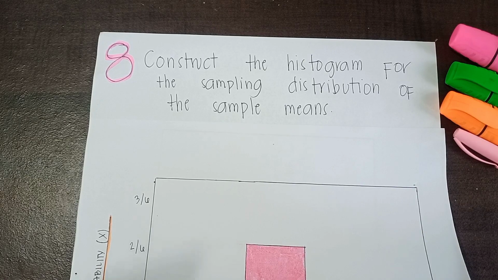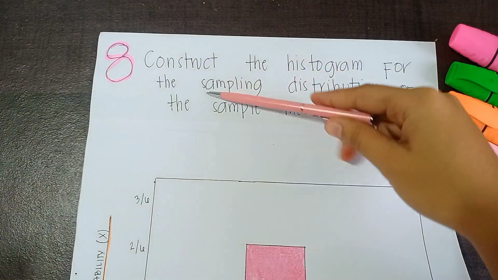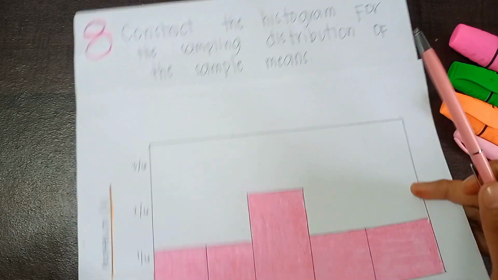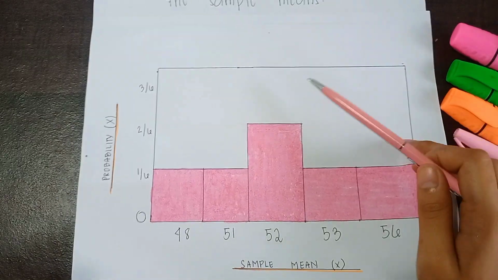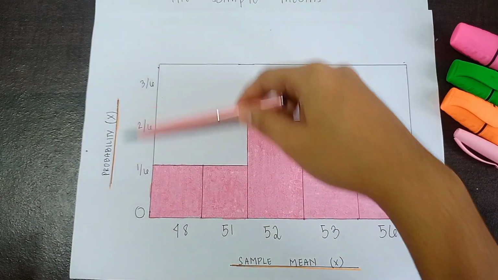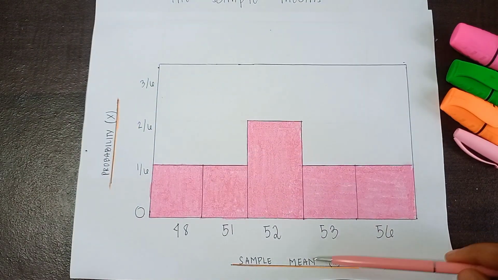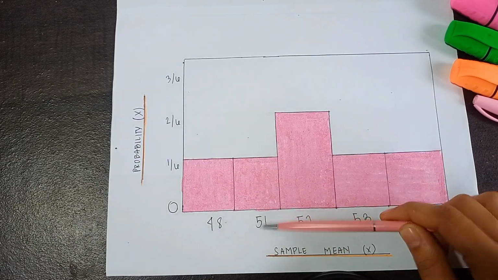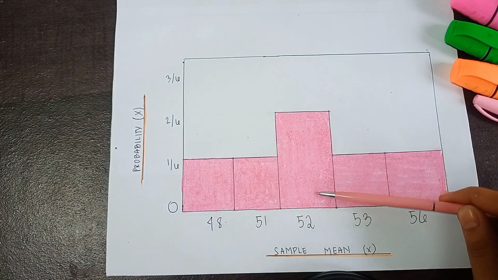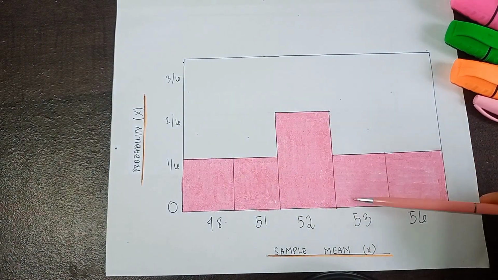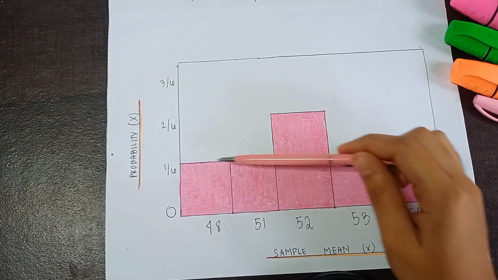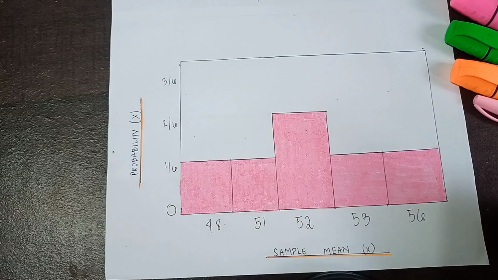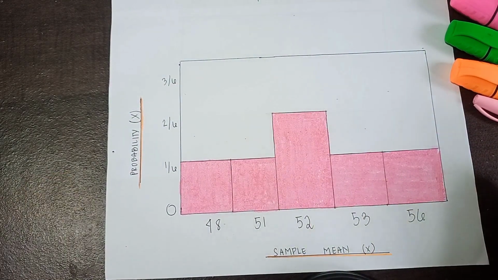So we are now here in the final step, step 8. Construct the histogram for the sampling distribution of the sample means. In constructing the histogram, this part will cover the probability and this part will cover the sample mean. 48 has a probability of 1/6, 51 has a probability of 1/6, 52 has a probability of 2/6, 53 has a probability of 1/6, and 56 has a probability of 1/6. Therefore, this is how our histogram will look like.